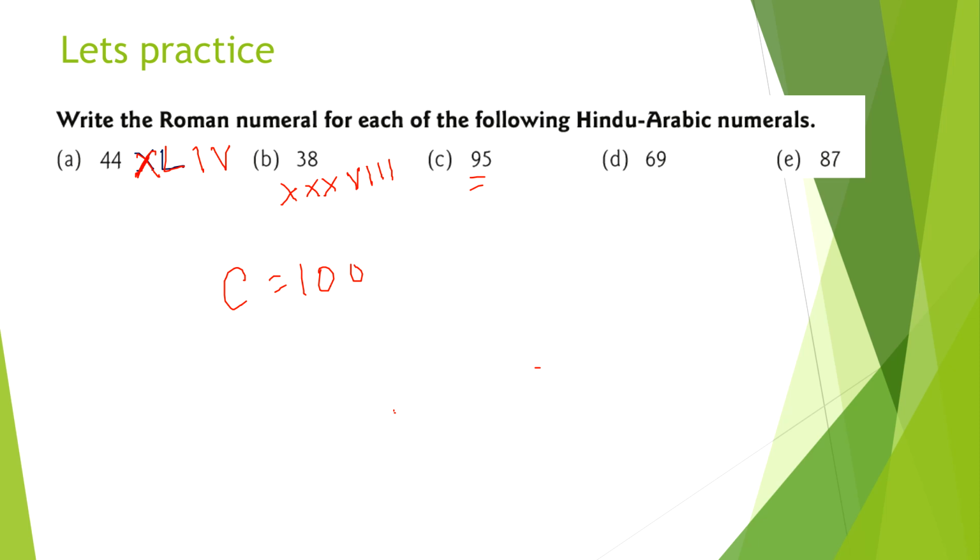Let's talk about C. C is 100. How to do it now? If C is 100, if I write something here, let's say I'm writing X here, this will make it 110.